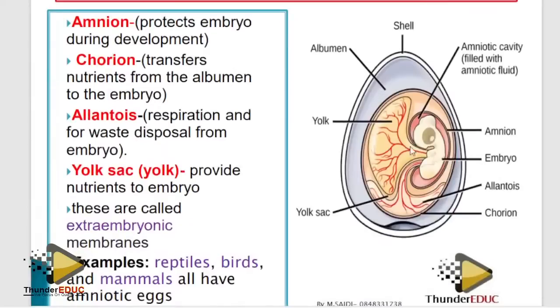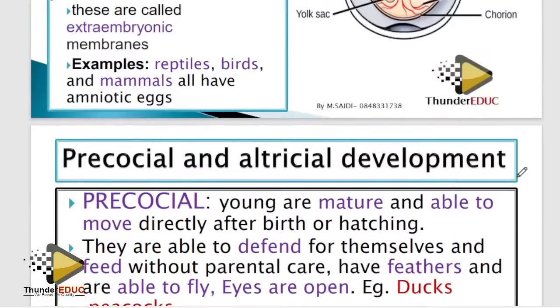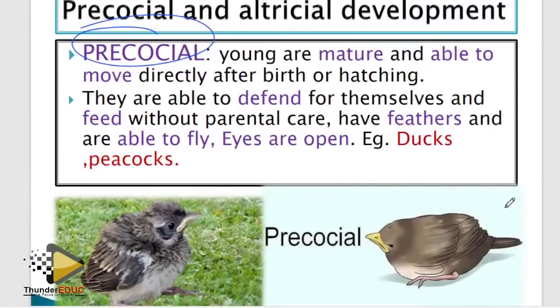The amniotic egg is rarely asked like this. In most cases, we bring it in terminologies, and then we ask you about these terminologies. Then you need to know precocial and altricial. Don't go to the paper without knowing precocial and altricial, to differentiate the two.